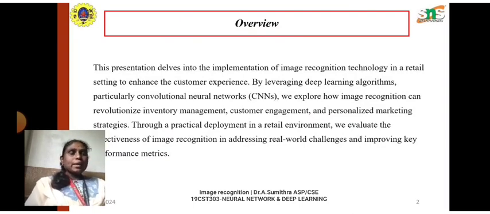Traditional image recognition methods relied on handcrafted features and classical machine learning algorithms such as support vector machines and decision trees. Although this approach showed some success, they struggled with the complexity and variability of real-world images.